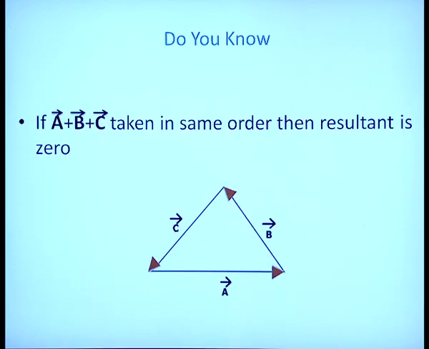Do you know, if A, B and C are taken in the same order and represented by the three sides of a triangle, then the resultant will be 0. How? As you can see on your screen, the vector A plus vector B will be represented by the third side of the triangle and taken in opposite order. If it is represented in opposite direction, then A plus B plus C equals A plus B plus minus of A plus B. So, that will be equal to 0.